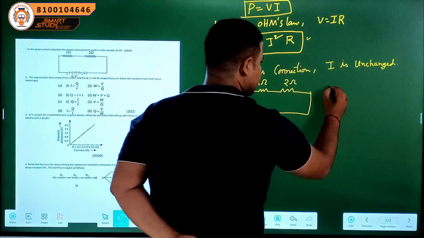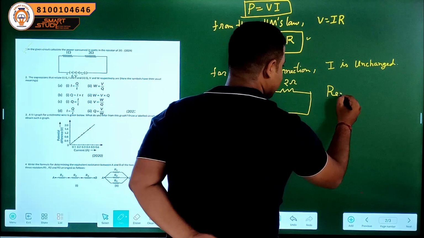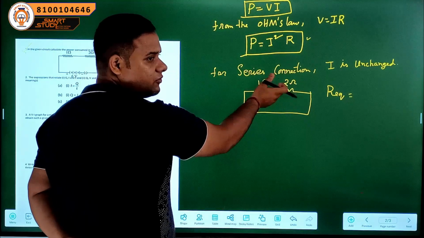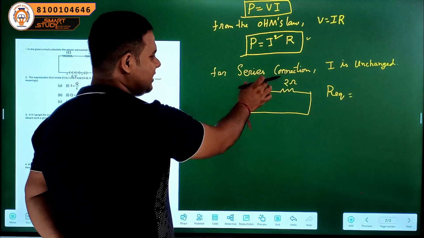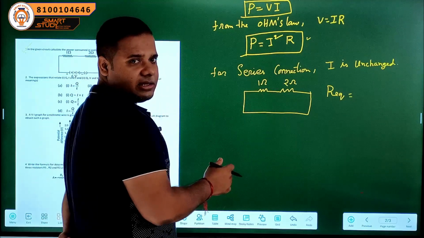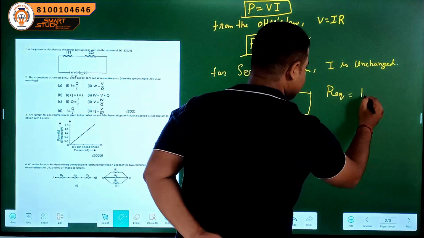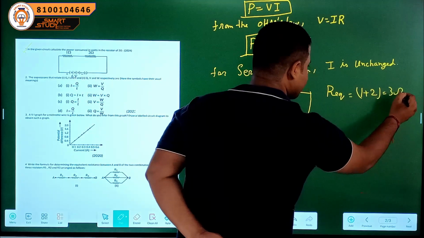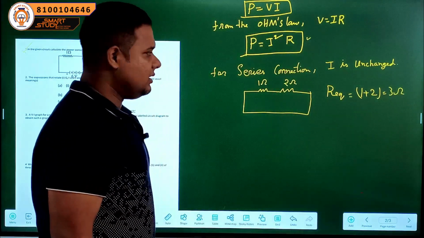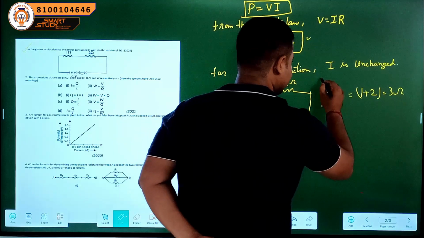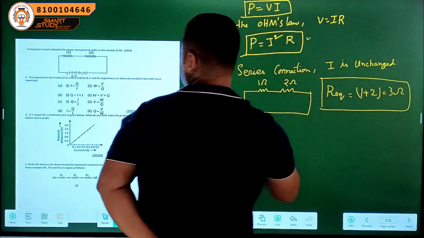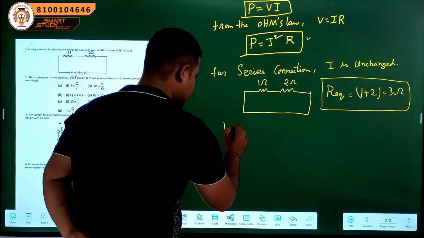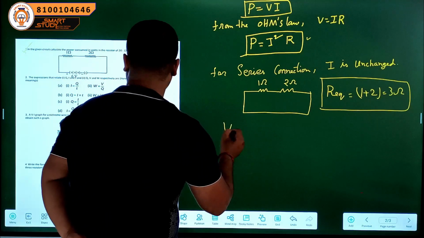Now what is the total equivalent resistance? It is nothing but the summation of these two resistances, as they are in series connection. So that is 1 plus 2 ohm, which is 3 ohm. So we get 3 ohm as the equivalent resistance. Now the voltage is given over here: V is 6 volt.